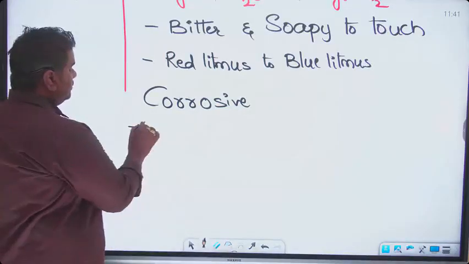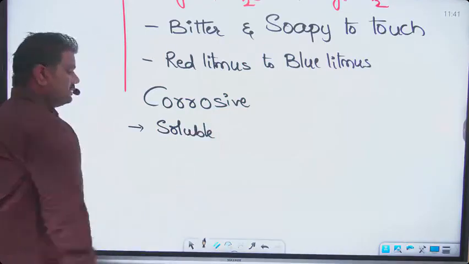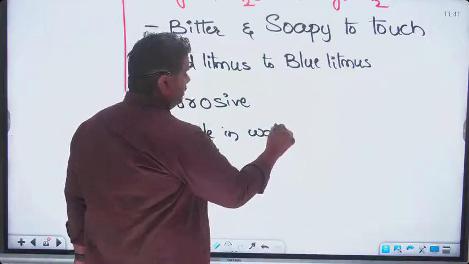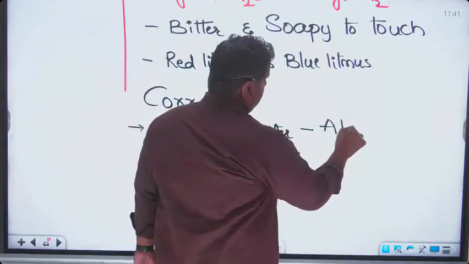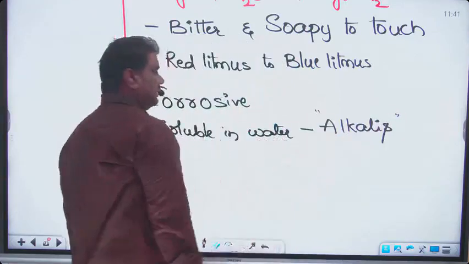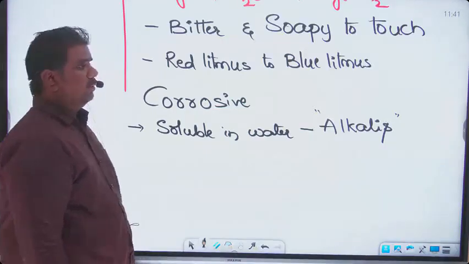The bases which are soluble in water are known as alkalis. అంటే నీటిలో కరిగిపోయే బేసెస్ ని మాత్రమే ఆల్కలి అని అంటాం. Bases which are soluble in water, they are known as alkalis.